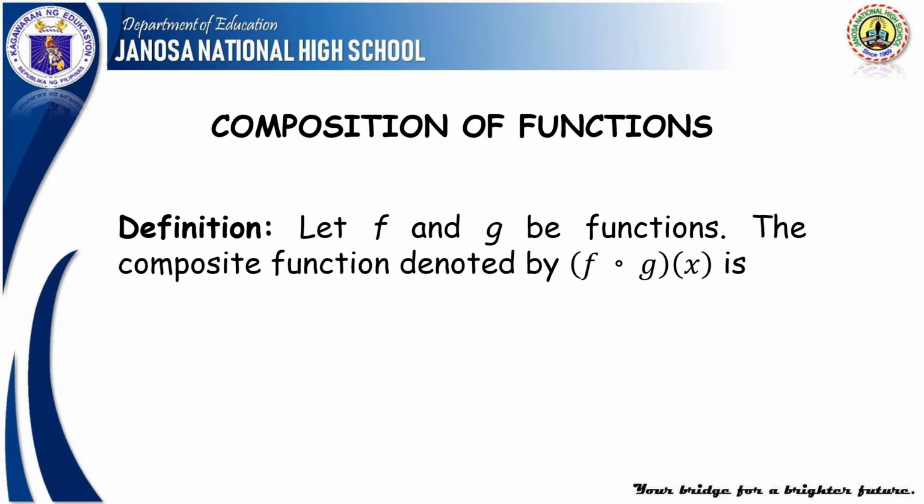We have the definition. Let f and g be functions. The composite function denoted by f of g of x is equal to f of g of x. So the process of obtaining a composite function is called function composition.